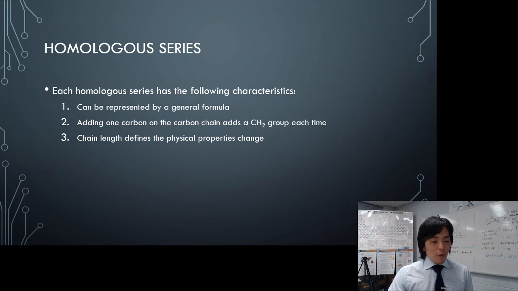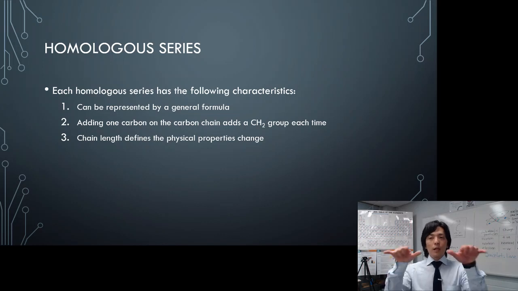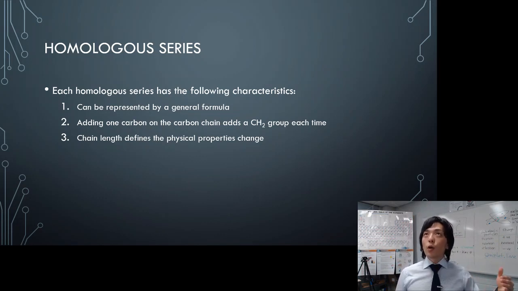Oops, number 3 came up first. Each homologous series can tell you different things. The first thing is it can be represented by a general formula. Now, from the first video, you might remember that I was trying to work out how many hydrogens would be in ethane. You can figure that out if you know the general formula or you know how to work it out. Secondly, adding 1 carbon on a carbon chain adds CH2, because if you have 2 carbons there, and you add another carbon in the middle, it would have 2 hydrogens that can attach to it. So CH2 is what would be added.